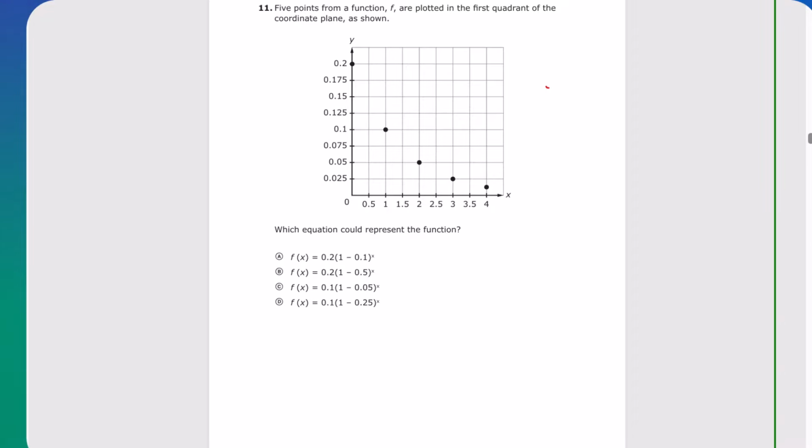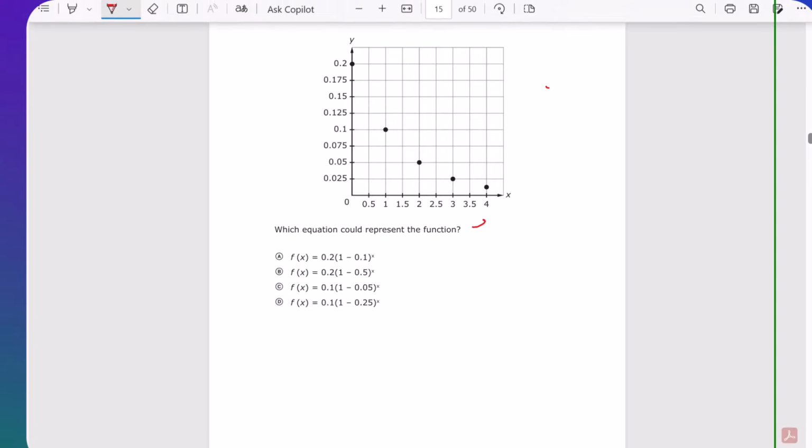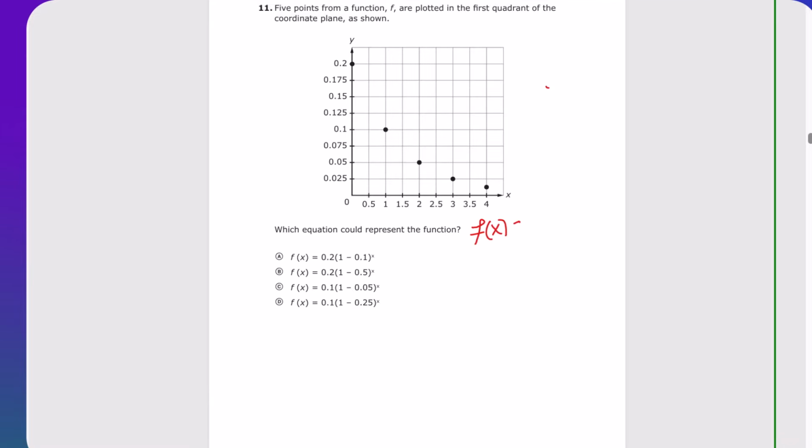From the graph, when the input is 0, the output is about 0.2. When the input increases to 1, the output drops to about 0.1. We want to find which equation could represent that function. Step 1. Recognize the pattern. The shape of the graph curves downward and approaches the x-axis but never touches it. That tells us this is an exponential decay function, which means the values decrease by the same ratio every step.